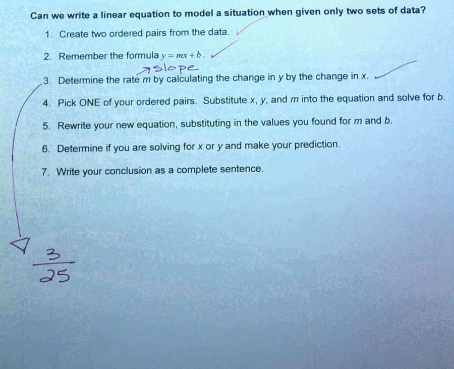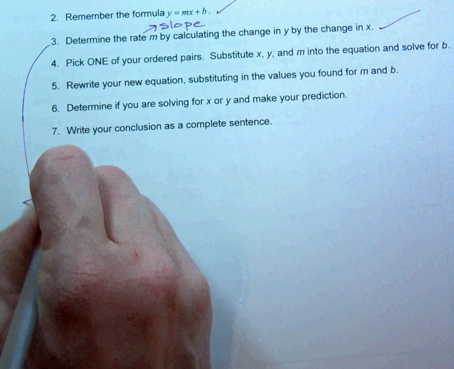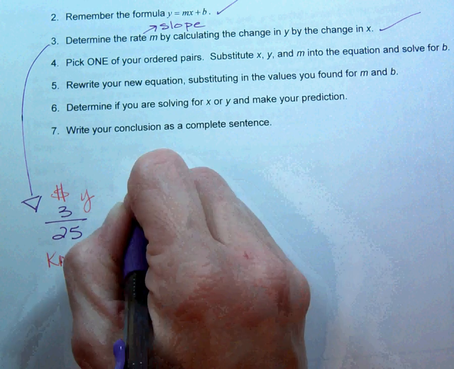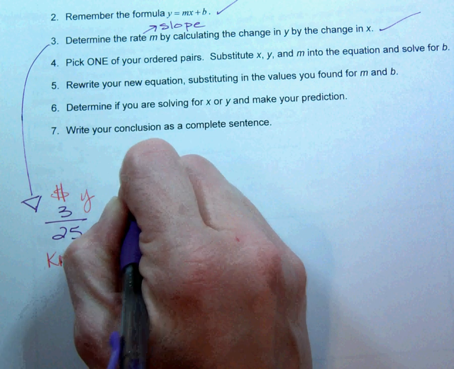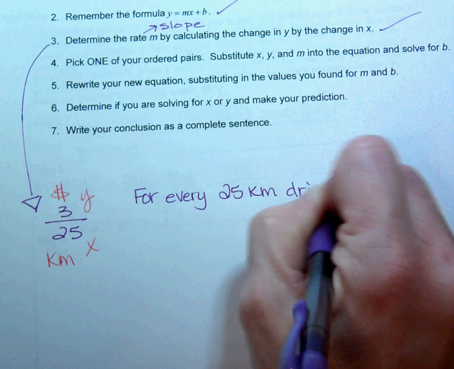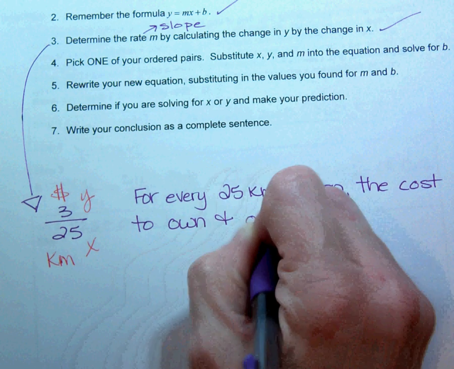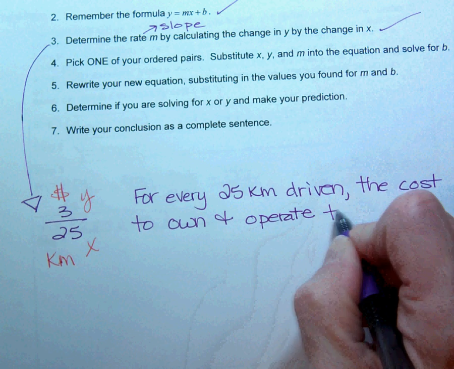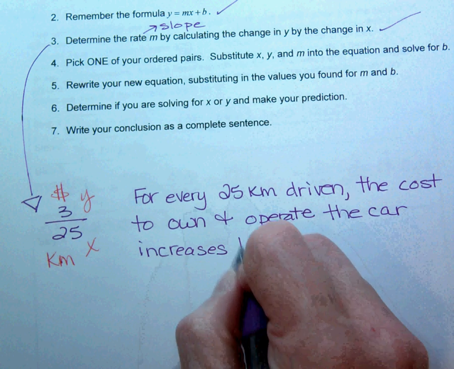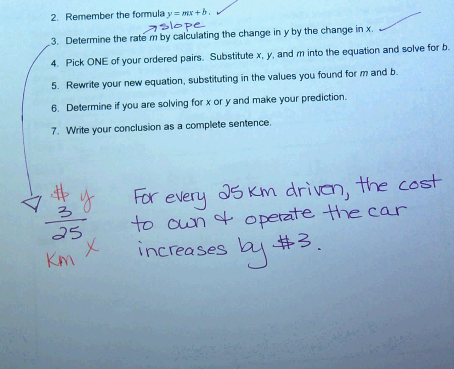So if I think of it as 3 over 25, remember y is on top, x is on the bottom. And if you remember from our problem, y is cost and x was kilometers. So these are both positive, so they're both increasing. So one way I could write this is I could say for every 25 kilometers driven, the cost to own and operate the car increases by $3. Okay, so that's one way to say it. For every 25 kilometers driven, the cost to own and operate the car increases by $3.